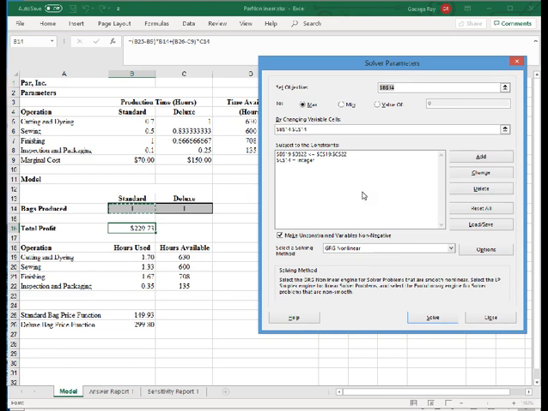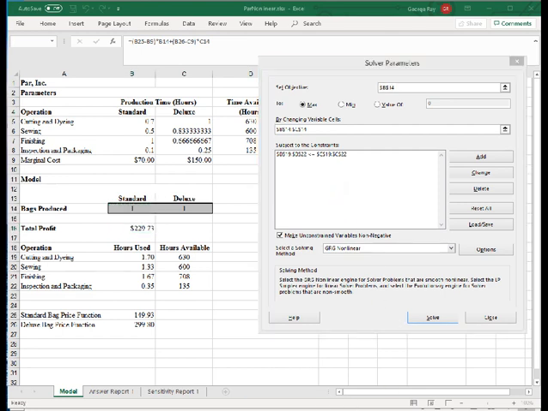We want C14. Also, we'll get this. We want B19 and B22. And B19 through B22 are the hours used to make the particular number of standard and deluxe bags that we want, less than C19 and C22, the hours available for those. So we've got those constraints.